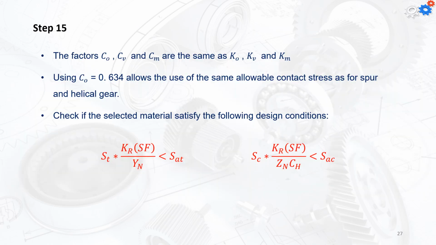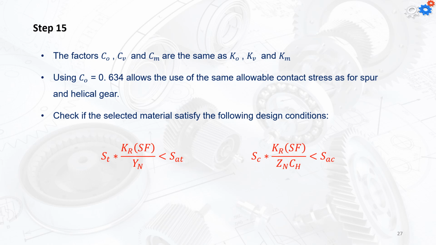Now, the final step is when the factors CO, CV, and CM are the same as KO, KV, and KM. And we can use the value for the CO to be 0.634. This will allow the use of the same allowable contact stress as for the spur and the helical gear equations. So we can check if the selected material satisfies the following design conditions.